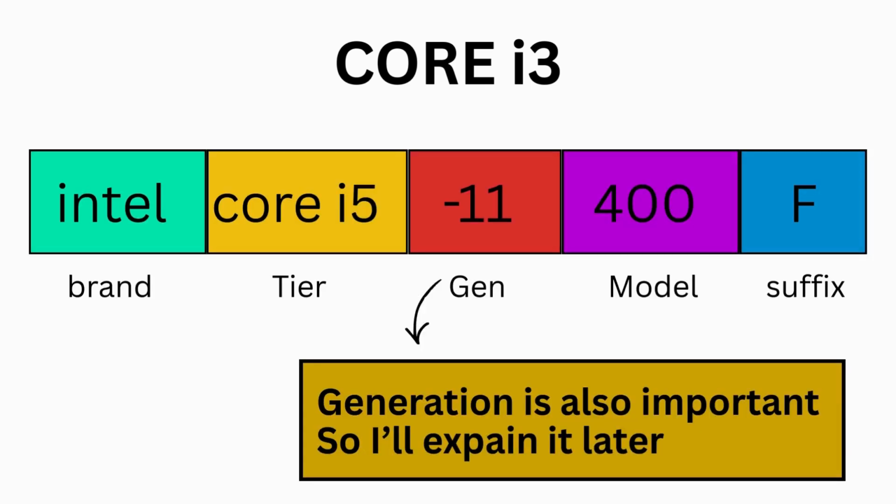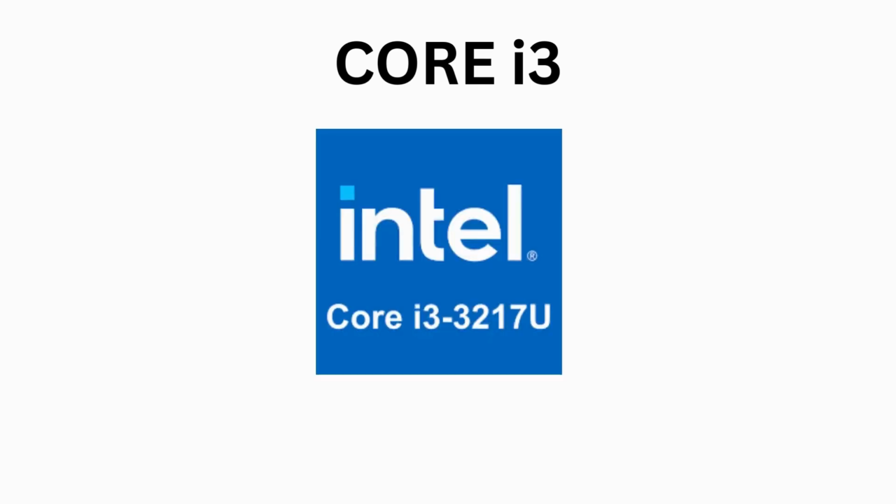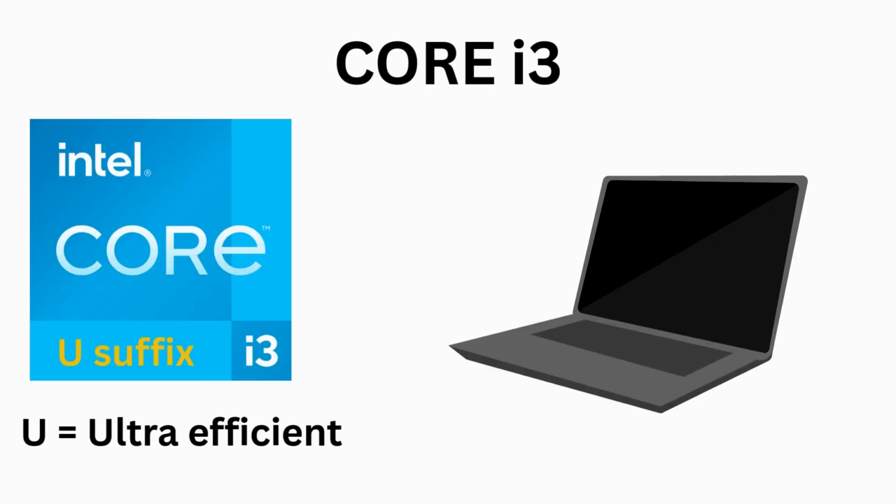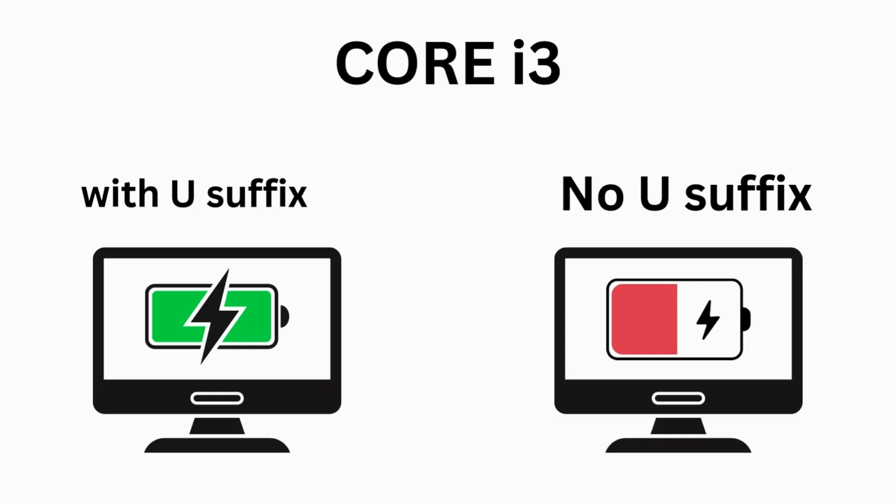Another important thing to understand is that if you look at the end of a CPU name, you'll sometimes see a letter or suffix. That suffix shows what kind of performance or feature the CPU has. For example, laptop variants of the Core i3 usually come with a U suffix. This means the CPU prioritizes low power usage, so the laptop generates less heat and has longer battery life. This is useful for students and office workers because they don't have to keep recharging their laptops and can often use them for an entire day.